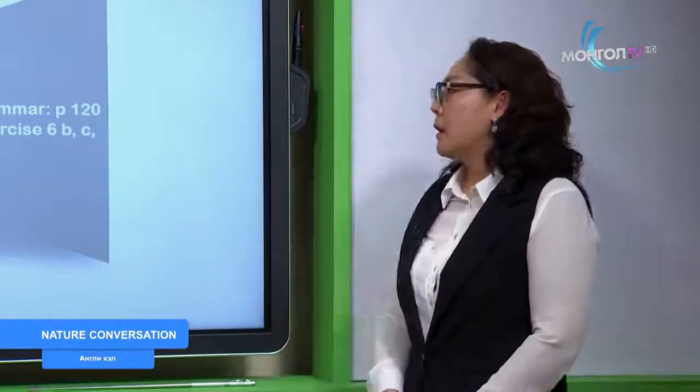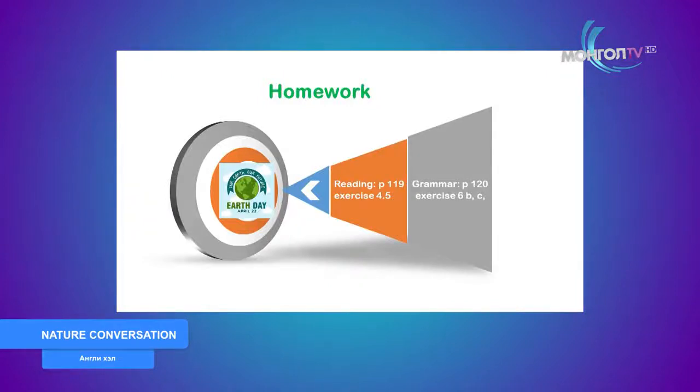And when you are doing that exercise, you always look up your new words in your dictionary, and you can translate them into Mongolian. Okay, the next homework is grammar, page 120, exercise 6B and C. It is connected with the infinitive form to express purpose.